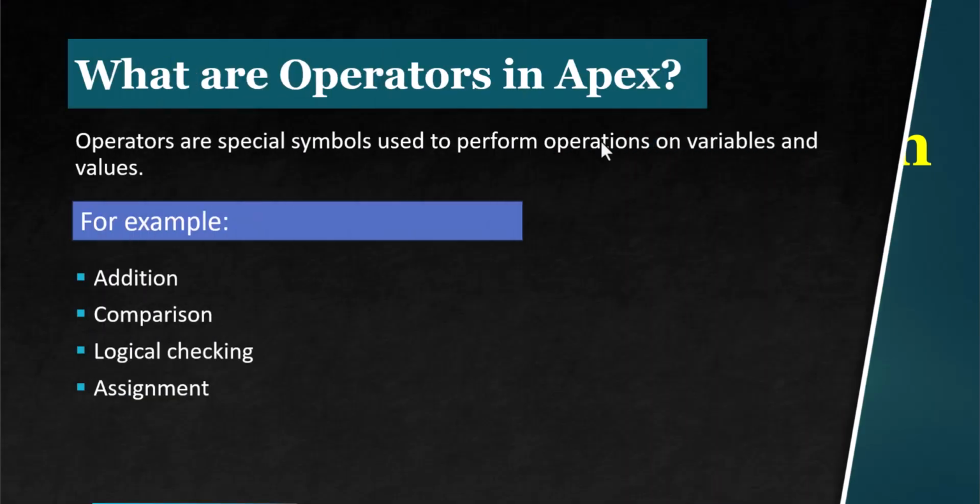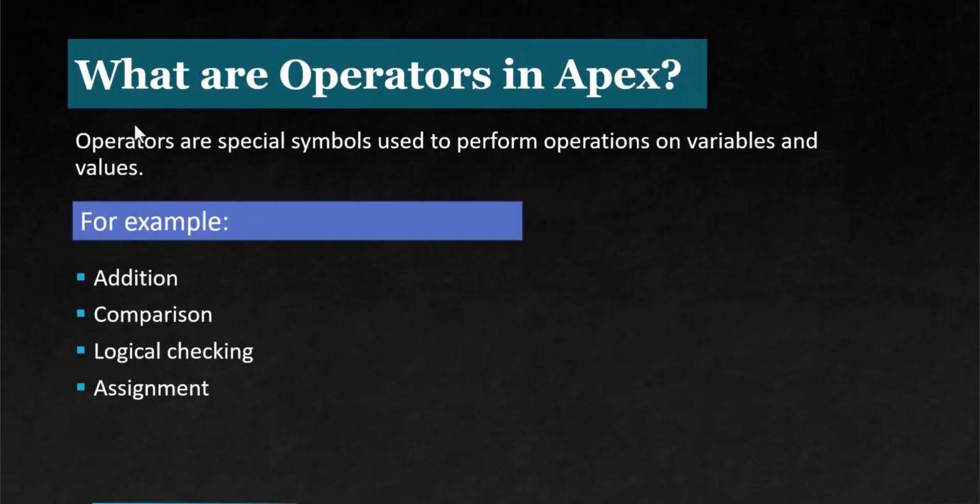So let's understand what are the operators in Apex. The operators are special symbols used to perform operations on variables and values. For example, we need to perform the operations like addition, comparison, logical checking between the two values or the two variables, and then we also need to assign some value to a particular variable. So for this addition, comparison, logical checking and assignments, we need to use signs. Those are nothing but the operators.